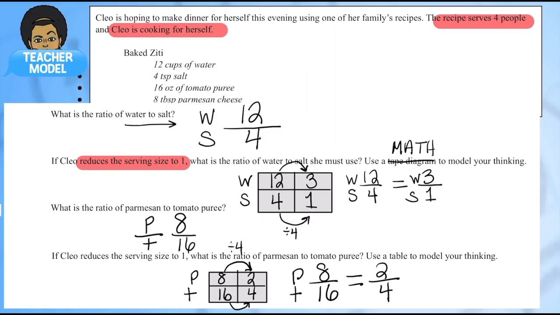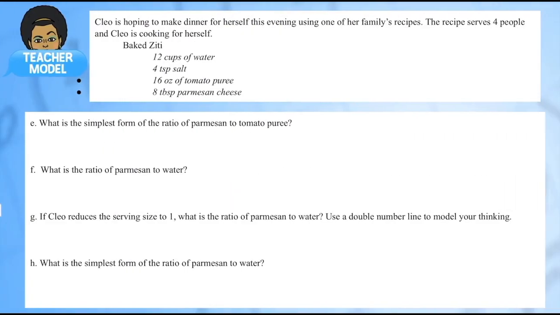And we are using our math system to help model this thinking. So let's go to the next one. What is the simplest form? Ooh, another good one. This goes back to when we did number sets. The simplest form of the Parmesan to the puree.